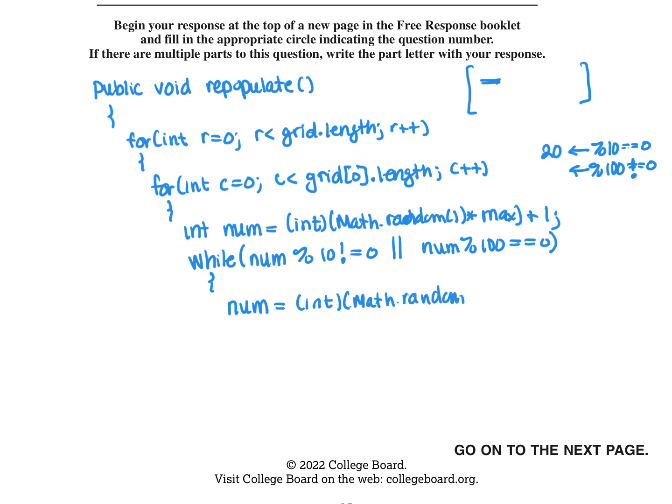And it will keep recalculating this until we get a number that will not pass through there. Once we do that, then we're going to add that to the array. So that's going to be grid at position RC is going to equal num. And then this did not have a return type because it was void.